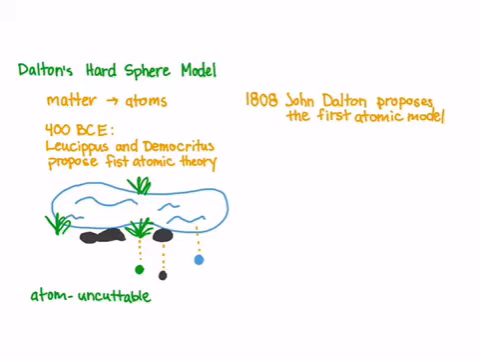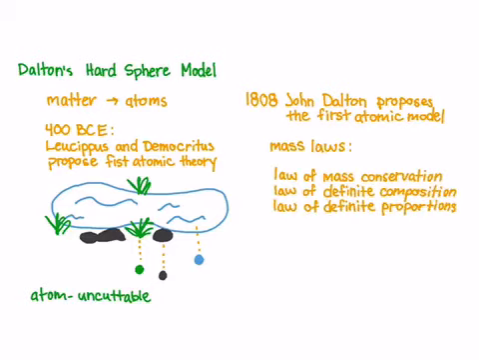However, the atomic theory of matter wasn't accepted in mainstream science until 1808, when a meteorologist named John Dalton proposed the first atomic model. Dalton was trying to understand the physical properties of gases by exploring recent research in mass laws that seemed to be true for all forms of matter. His atomic model, often referred to as the hard or solid sphere model of the atom, was able to explain these mass laws with great success.